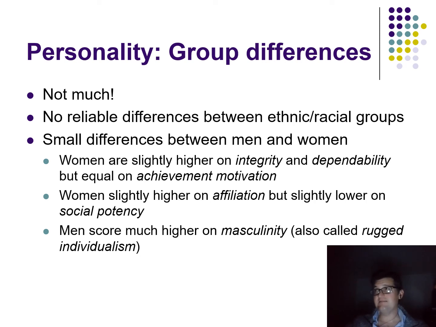women tend to be slightly higher on affiliation. So they tend to be slightly more agreeable on average than men are, but slightly lower on that social potency, social dominance aspect of extroversion. The one notable difference is that a couple of different personality inventories directly measure masculinity, which is also sometimes called rugged individualism. And on average, men score much higher than women on that.